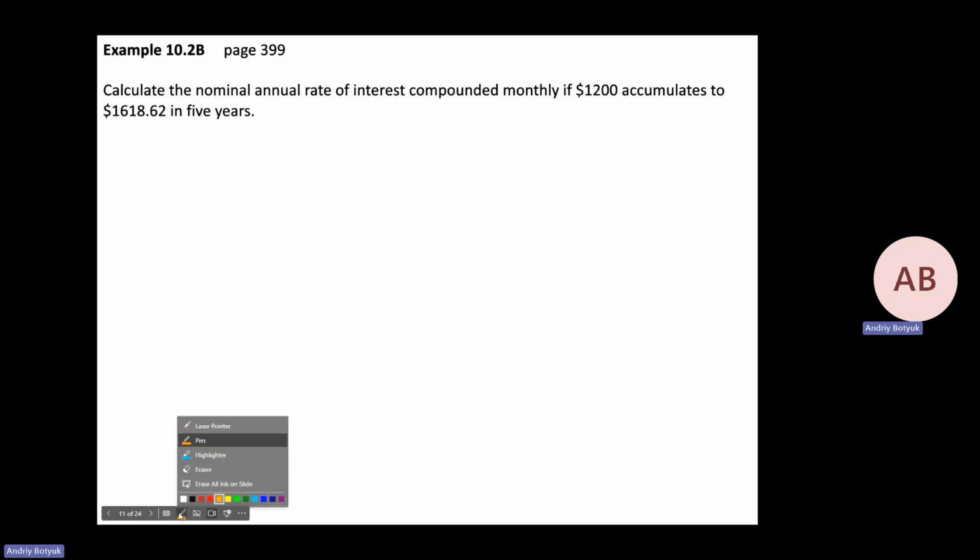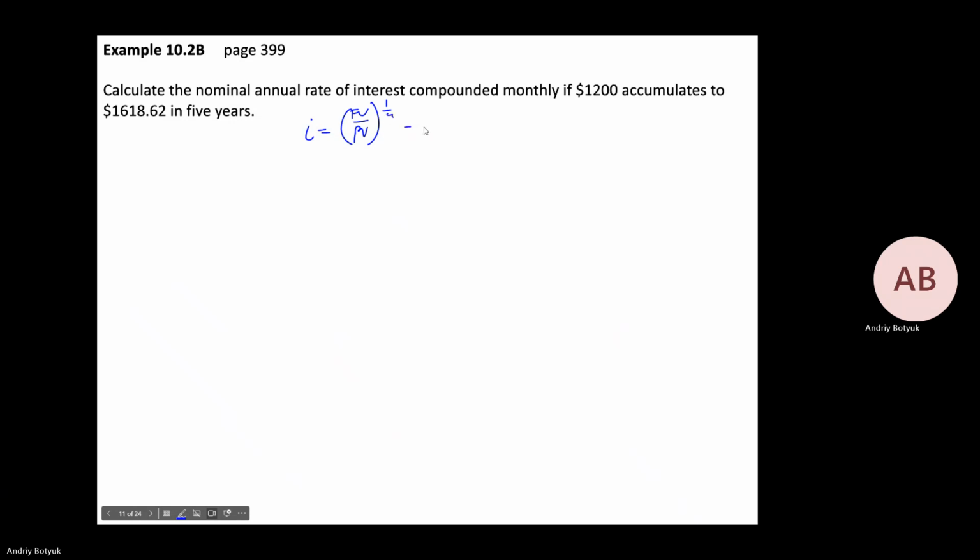Okay, so let's do this one. Calculate the nominal annual rate of interest compounded monthly if 1200 accumulates to 1862 in 5 years. Okay, here's your formula. Do it.